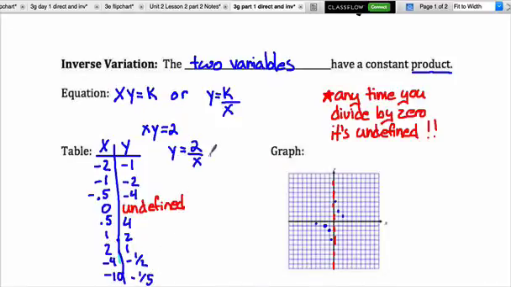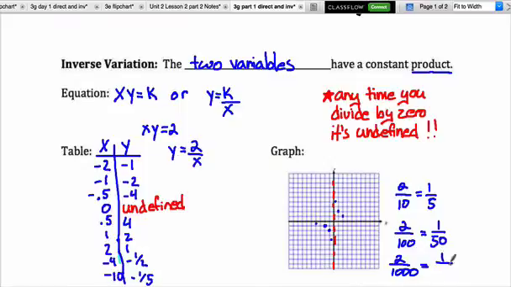As the bottom gets bigger, as this x gets bigger, the y's get smaller, right? So if I have 2 over 10, that's 1/5. If I have 2 over, let's say, 100, that's 1/50th. If I have 2 over 1,000, that's 1 over 500. So as the denominator gets bigger, the number is actually getting smaller. Right? It's getting smaller and it's getting closer to 0.